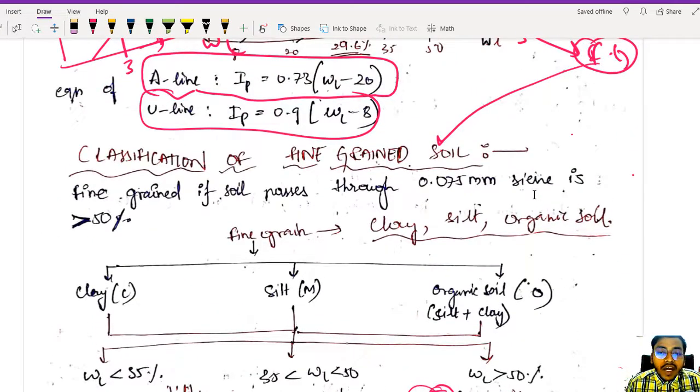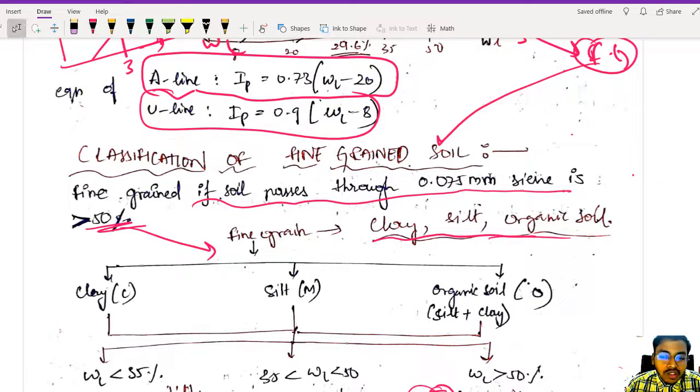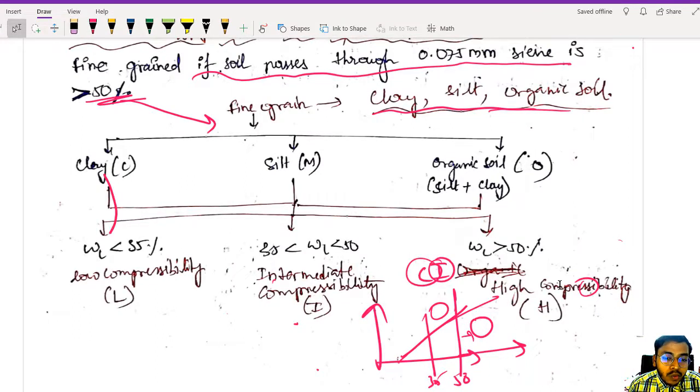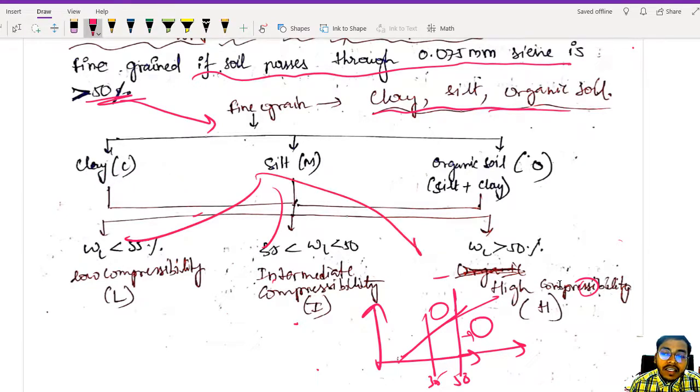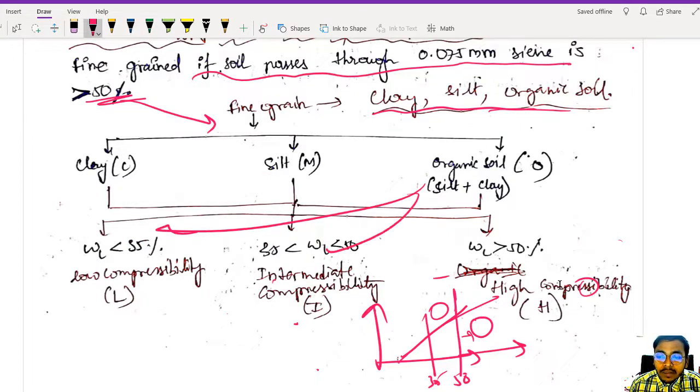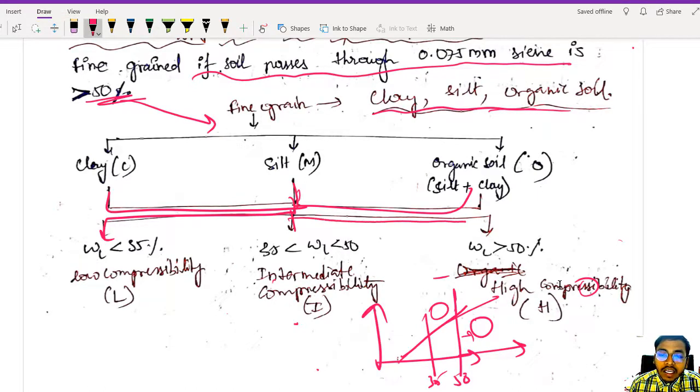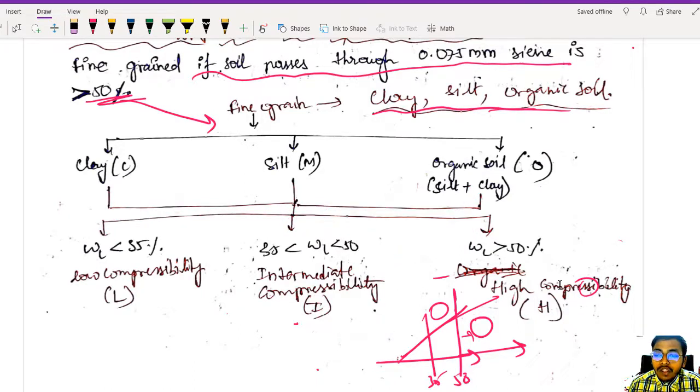Now let us see. If fine grain soil passing through 0.075 mm is greater than 50%, then we can classify it like this. Fine grain soil could be clay, silt, or organic content. This clay we divide further into low, intermediate, or high compressibility. Similarly, silt is divided into low, intermediate and high, and organic also low, intermediate and high. Did you understand the diagram? I have drawn the flowchart in such a way that all these, clay, silt and organic matter, can be classified as low, intermediate and high. Things are clear. I hope you understood this concept, right?